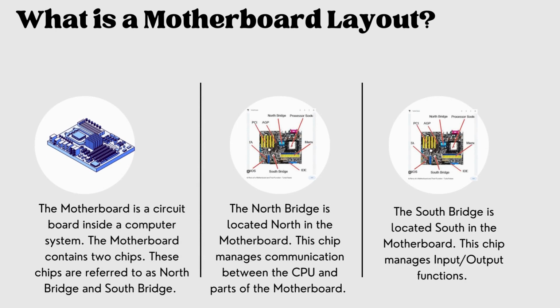What is a motherboard layout? Well, the motherboard is a circuit board inside a computer system, and the motherboard contains two chips. These chips are referred to as the North Bridge and the South Bridge. The North Bridge is located on the north end of the motherboard. The chip manages communication between the CPU and parts of the motherboard. The South Bridge is located south in the motherboard, and this chip manages input-output functions.